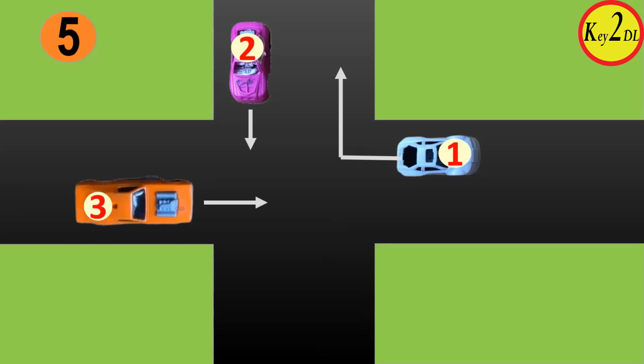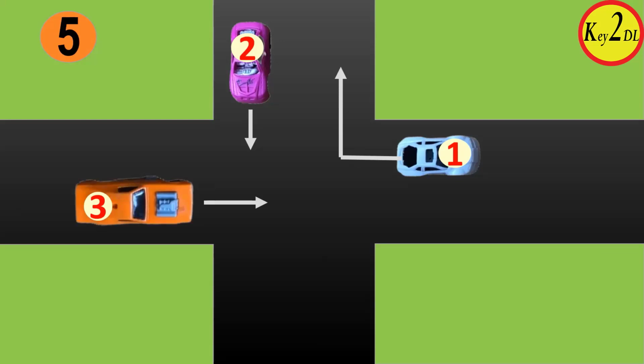Okay, now this is simple. 1 should go first, then third, and then second. So 3, 1, 2, or 1 and 3 parallelly, simultaneously, and then 2. Or 3, 2, 1.